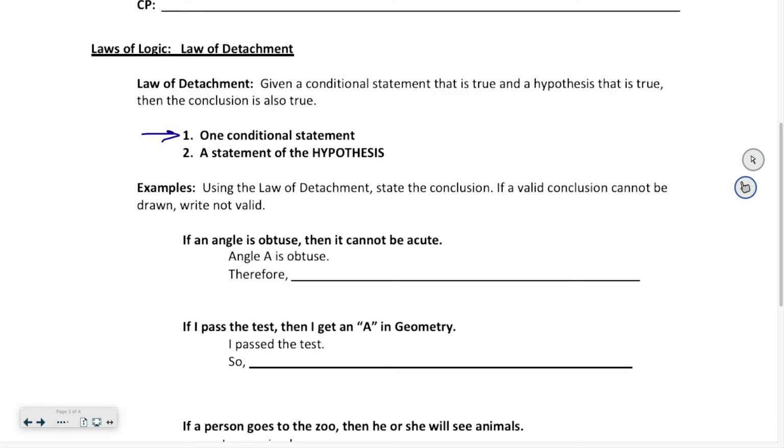So let me give you an example. If an angle is obtuse, then it cannot be acute. True? Okay. Angle A is obtuse. Therefore, what do I know? It is not acute. Angle A cannot be acute.